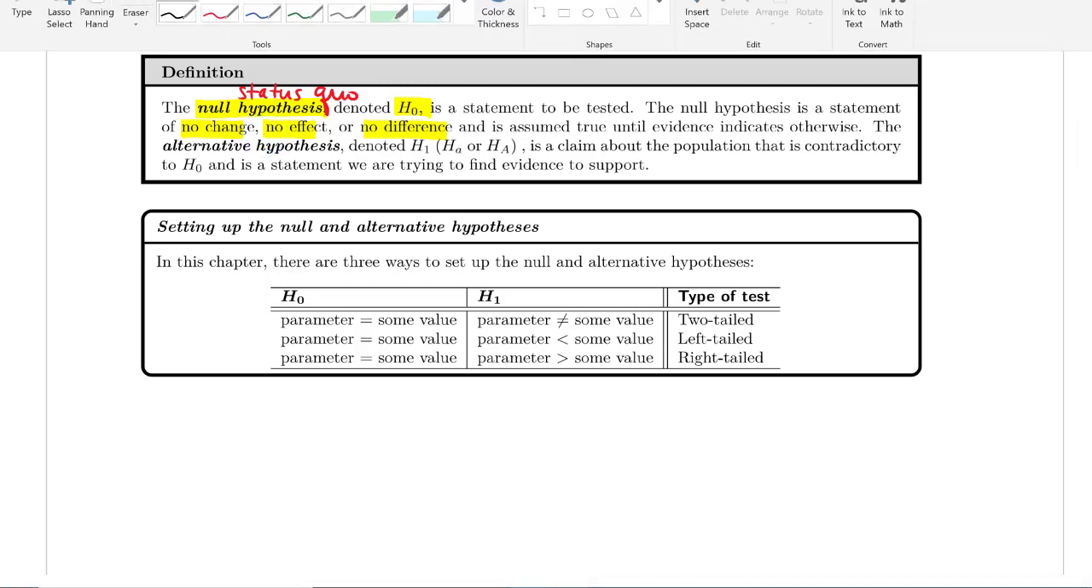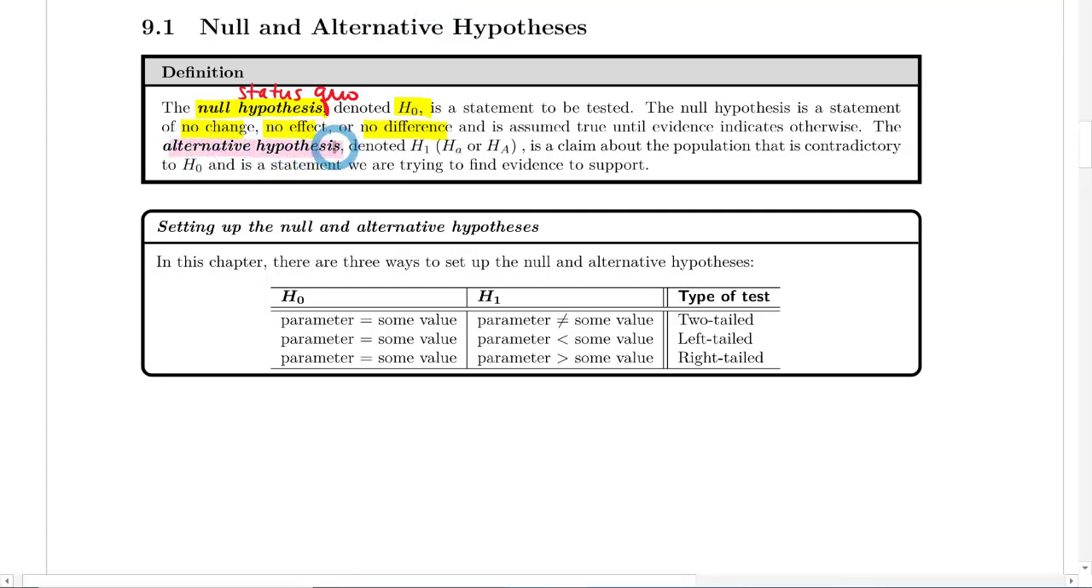The alternative hypothesis is denoted as H sub 1, or sometimes we use the little a or capital A, because A is for alternative. But I like H sub 1. I'll be using H sub 1, but in homework you may see H sub A or sub capital A, and they all mean the same thing. It's the alternative, the claim being made about the population parameter that is contradictory to the null, and it's a statement that we're trying to support.